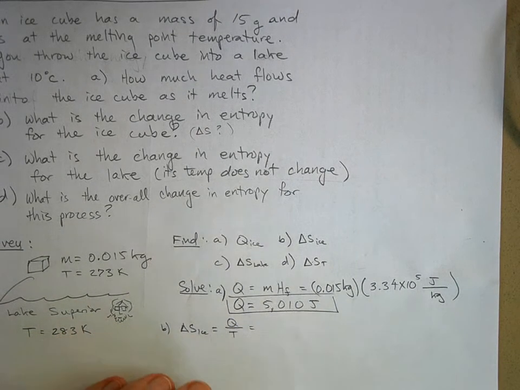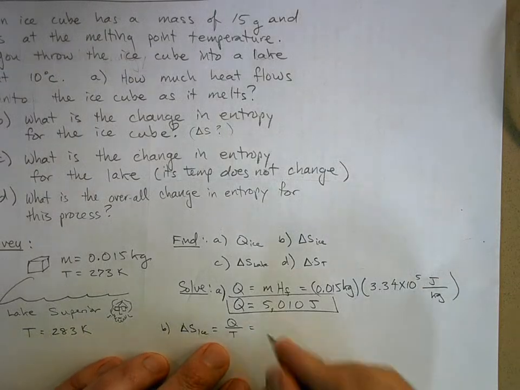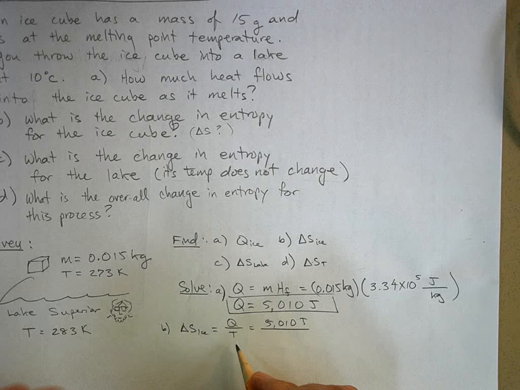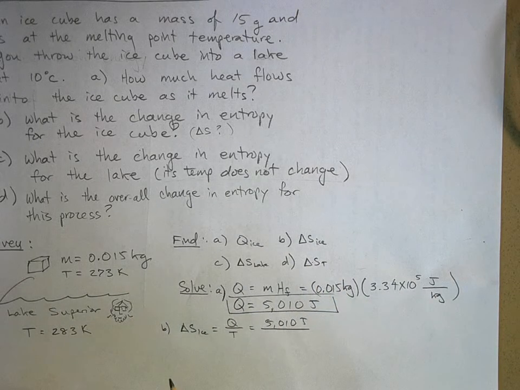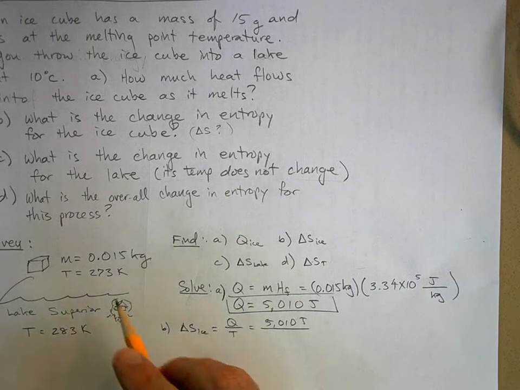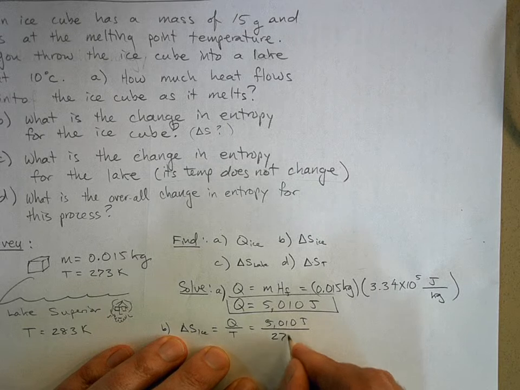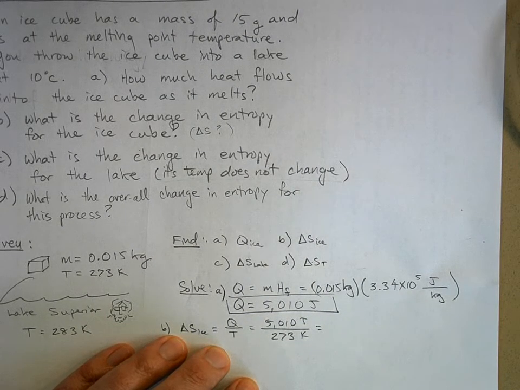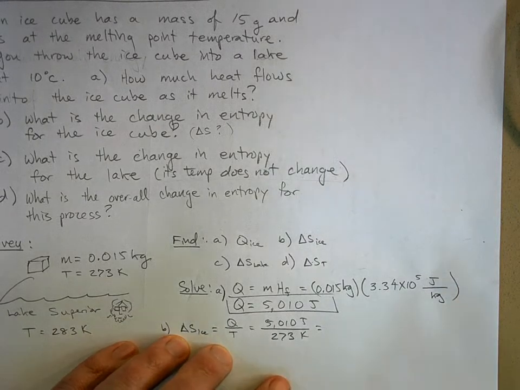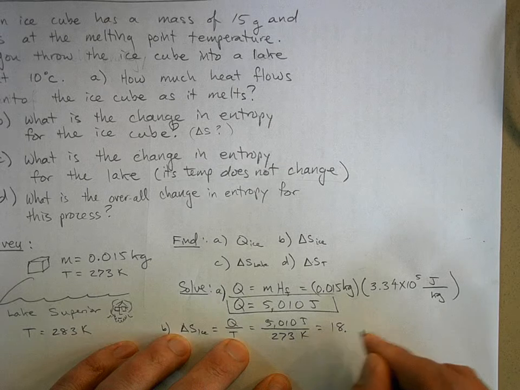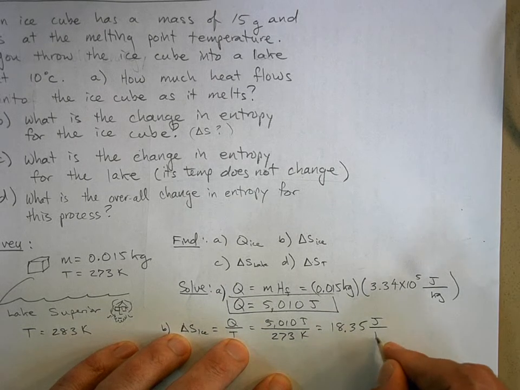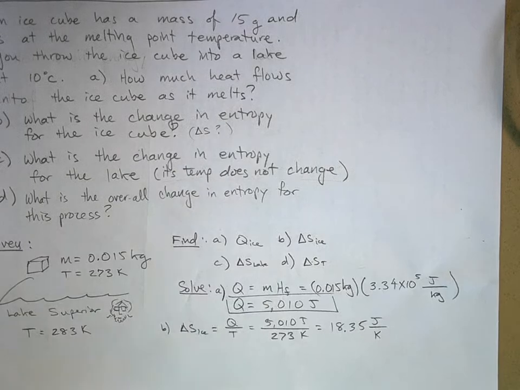And so this is 5,010 joules. And the temperature of the ice was, what was it? 273 kelvins. So take that, divide by 273, and 18.35 joules per Kelvin, or 18.4 joules per Kelvin. Did you get that?